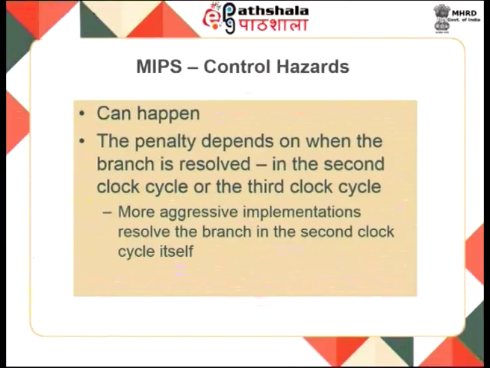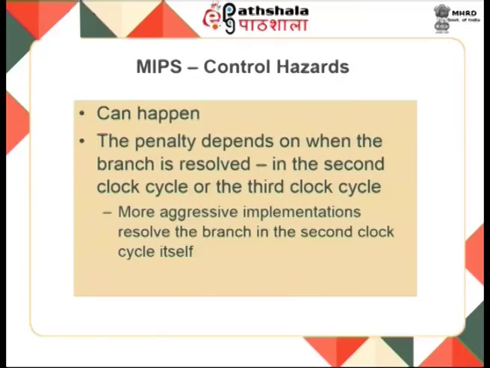Now, control hazards obviously can happen in any pipeline, because you know that branch instructions are very common. At least about 30% of the instructions are normally branch instructions. And so, in the case of your MIPS pipeline also control hazards can happen. Now, the amount of penalty for your control hazards depends on when your branch gets resolved. So, when you are talking about your branch getting resolved, there are two things that you will have to resolve. One is finding out the branch target address.